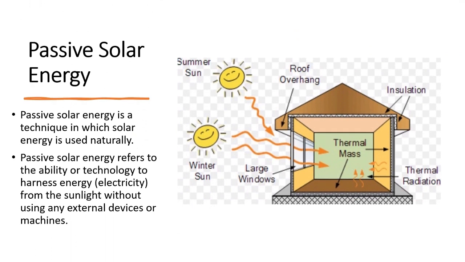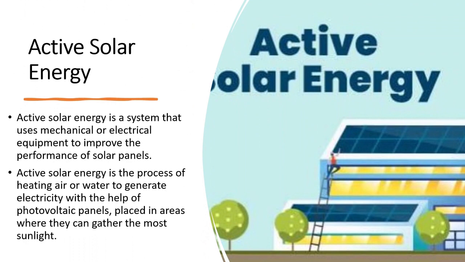Now, passive solar energy is a technique in which solar energy is used naturally. Passive solar energy refers to the ability or technology to harness energy, electricity, from the sunlight without using any external devices or machines. On the other hand, active solar energy is a system that uses mechanical or electrical equipment to improve the performance of solar panels.